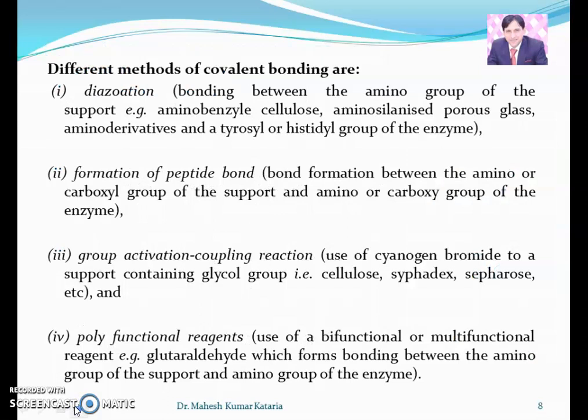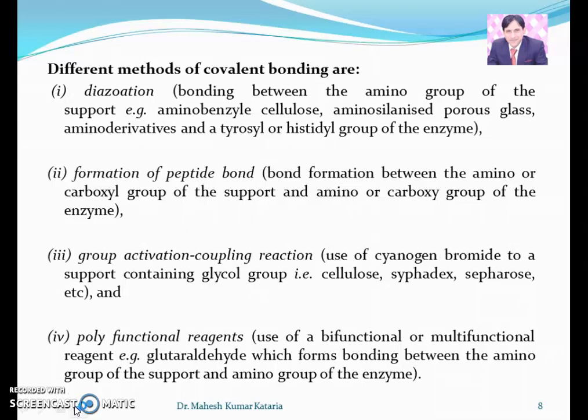So there are different methods of covalent bonding. Diazotization may occur, that is bonding between the amino group of the support, like aminobenzyl cellulose or aminosilane porous glass. These are the supports, and a tyrosyl or histidyl group of the enzyme, right? If a histidyl group of the enzyme is there and aminobenzyl cellulose has amino groups, there may occur diazotization.